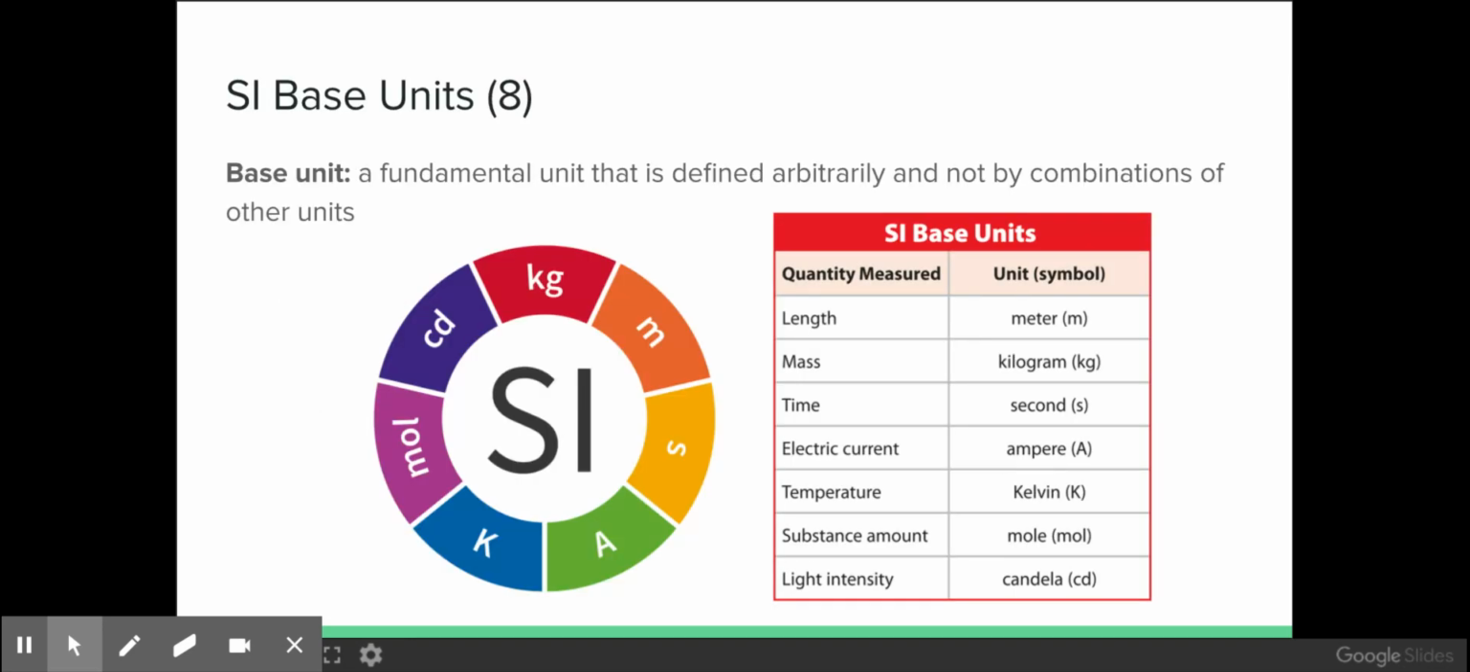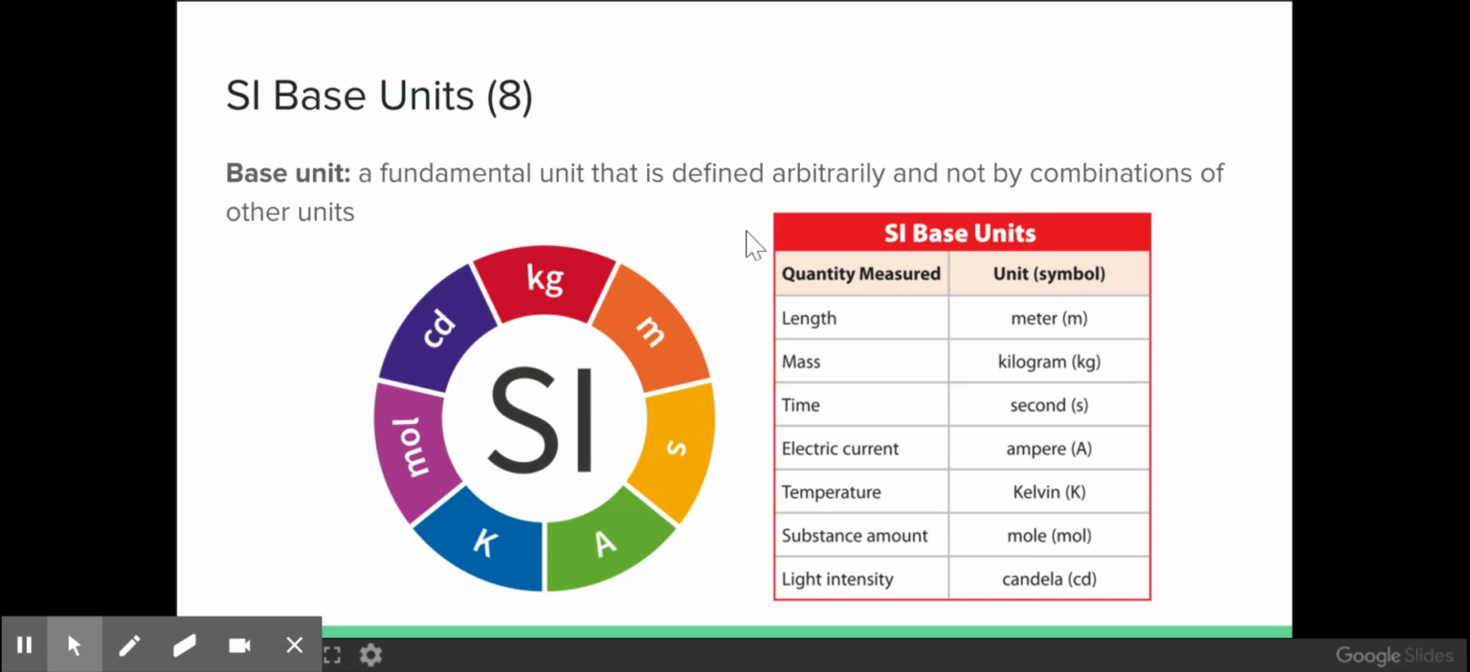SI-based units, we're going to talk a little bit about the SI system later, but for right now we're going to talk about a base unit and how that differs from a derived unit. A base unit is one of the fundamental units that is defined arbitrarily. Arbitrarily means it was picked by somebody, a group of scientists. It's not based on combinations of other units.